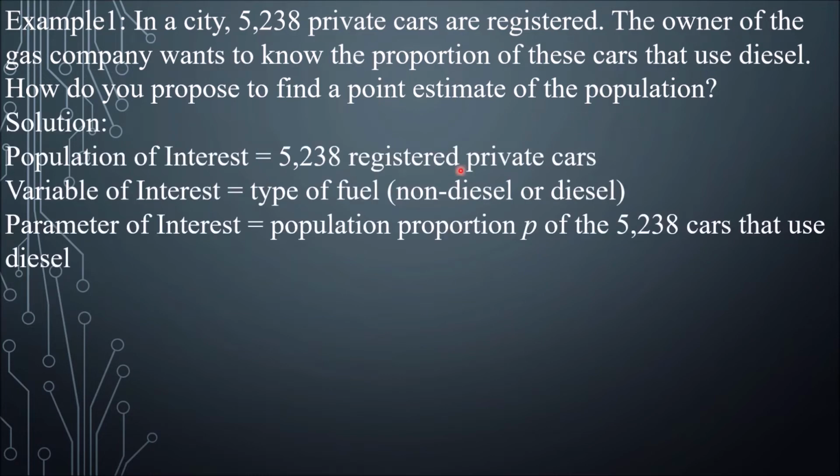For the solution, the population of interest is 5,238 registered private cars. Variable of interest: type of fuel, non-diesel or diesel. Parameter of interest: population proportion, in symbol P, of the 5,238 cars that use diesel.